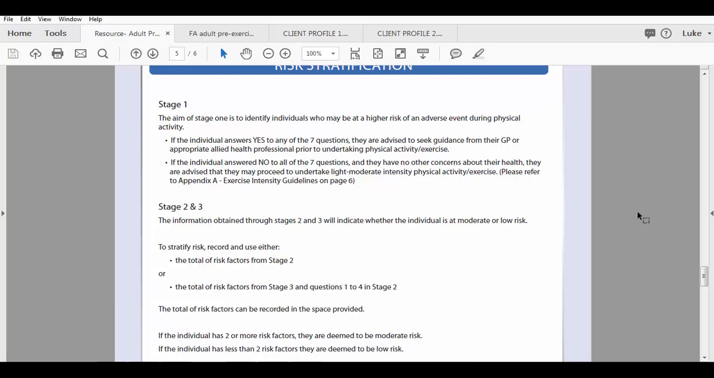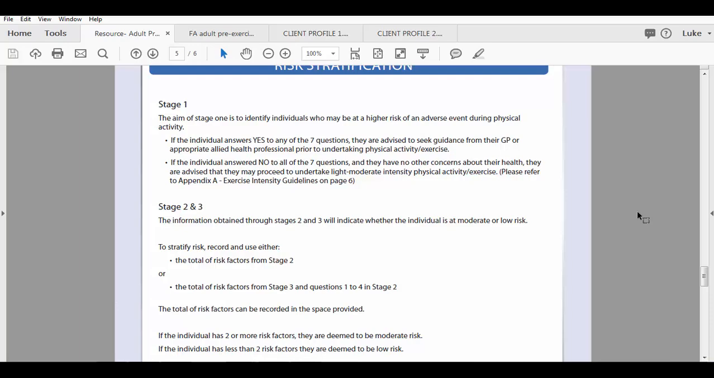Now the important part here is that if any individual answers yes to any of the questions on questions 1 to 7 on stage 1, then they are advised to seek guidance from their GP or appropriate allied health professional prior to undertaking physical activity or exercise. So a yes on questions 1 to 7 of stage 1 is an automatic referral. That's very important. If you get any yes on questions 1 to 7, straight for referral.